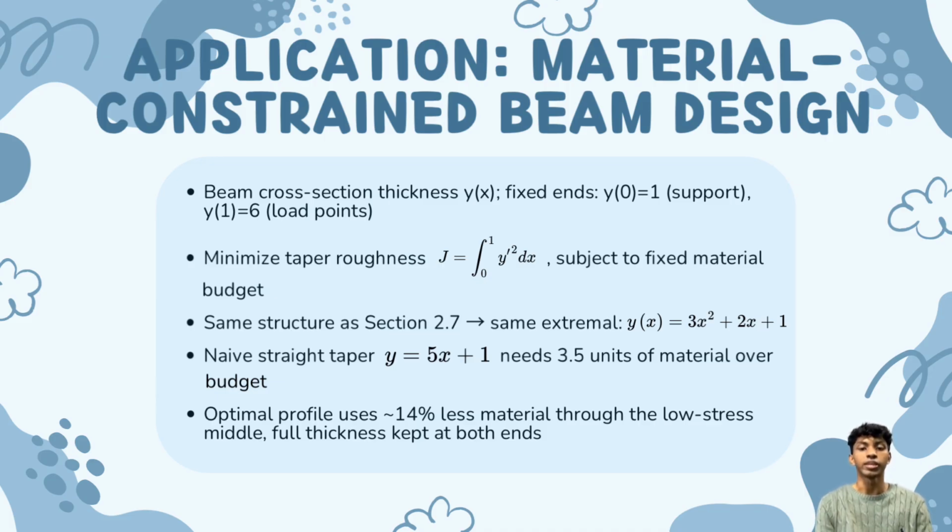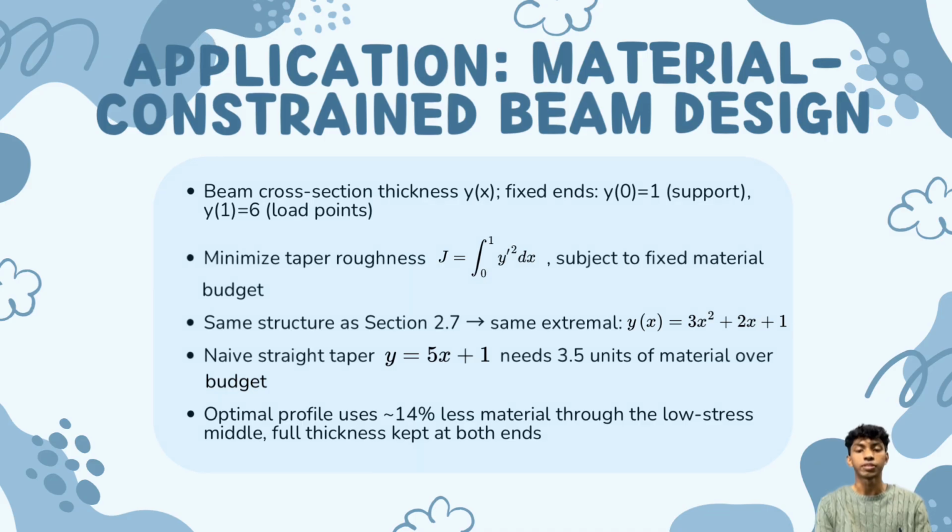So that's our K. Since the math is identical to what we already solved, the optimal profile is the same curve, y equals 3x squared plus 2x plus 1. And lambda here tells us how much that minimum cost would shift if our material budget changed slightly. A straight taper would need 3.5 units, over budget. So our solution instead removes about 40% of material from the low stress middle while keeping full thickness at both ends, just like real tapered beams.